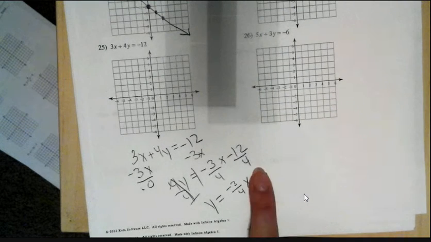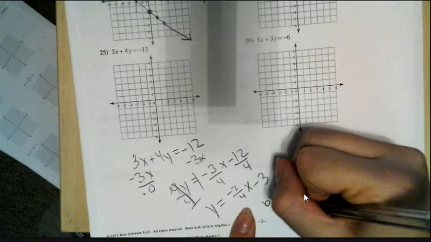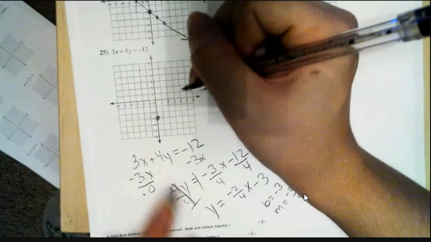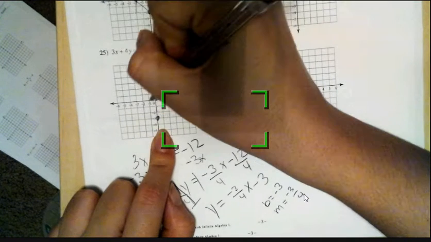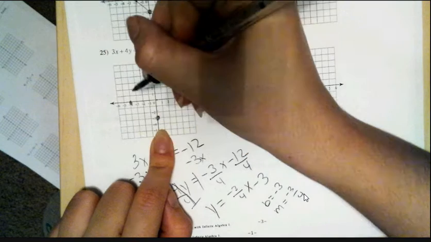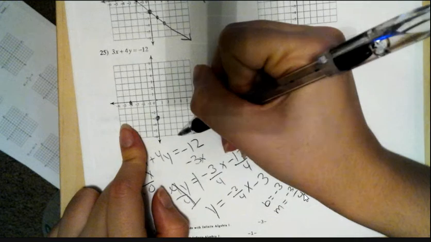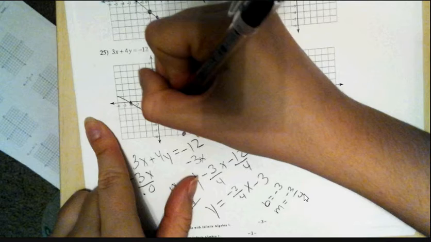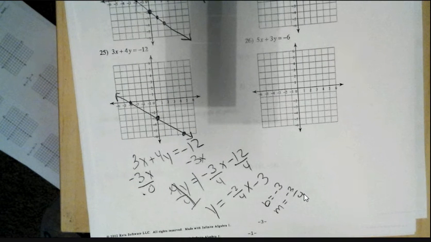So this is my equation in slope-intercept form. My y-intercept is -3. My slope is -3/4. So I go up 3: 1, 2, 3, over 1, 2, 3, 4. I can go down 3: 1, 2, 3, over 1, 2, 3, 4. I go ahead, connect my points, and that's the graph of this line. So go ahead and try 26.